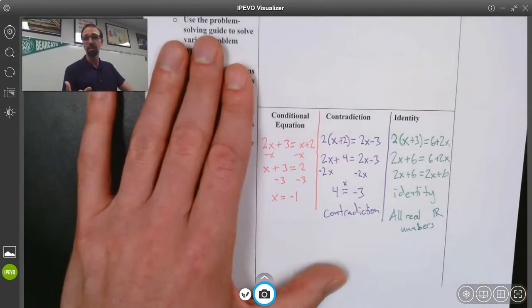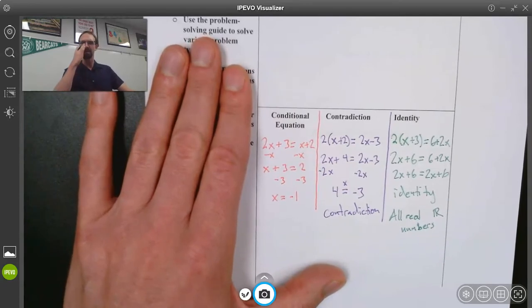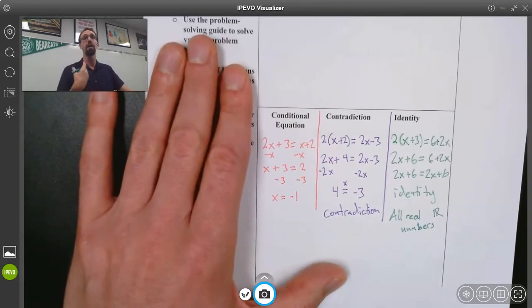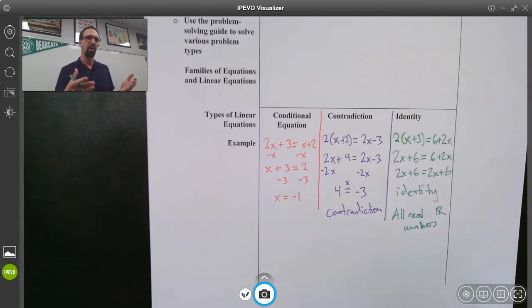So you'll see that used with identity, and that's because the values of x that make it true are all real numbers, but this is called an identity. So again, the values that make it true, all real numbers, and then it's called an identity.